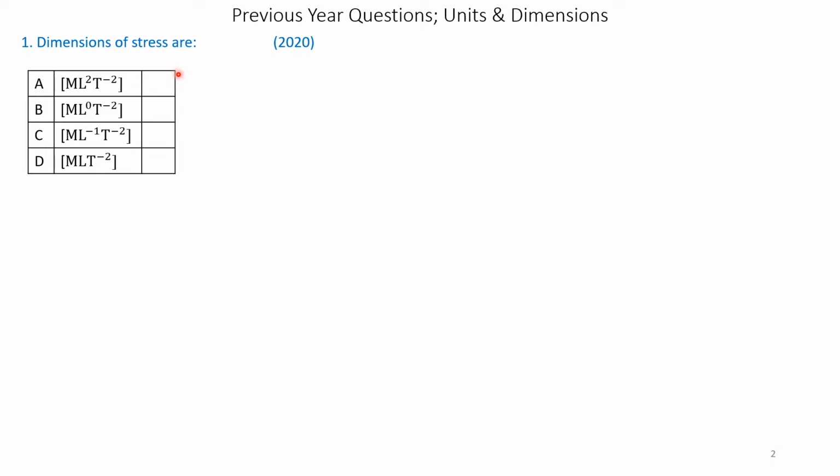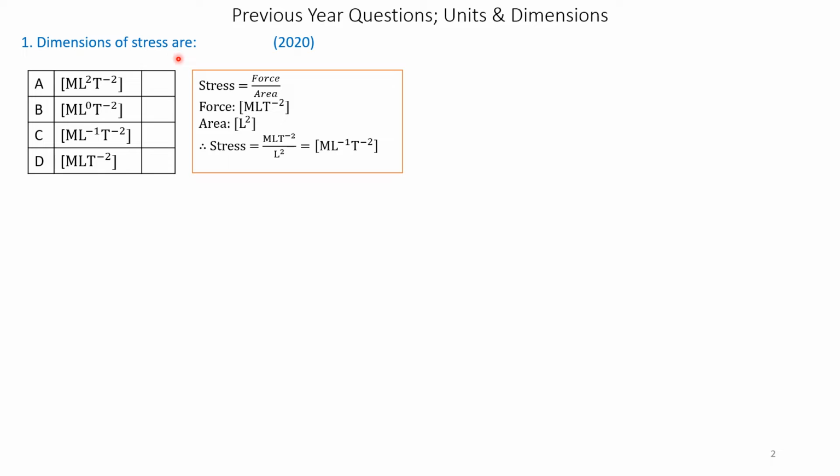So we have to find the dimensions of stress. For this, we should know, define the stress. So stress is given by, stress is equal to force per unit area. Force is M L T to the power of minus 2. That is, area is L square.